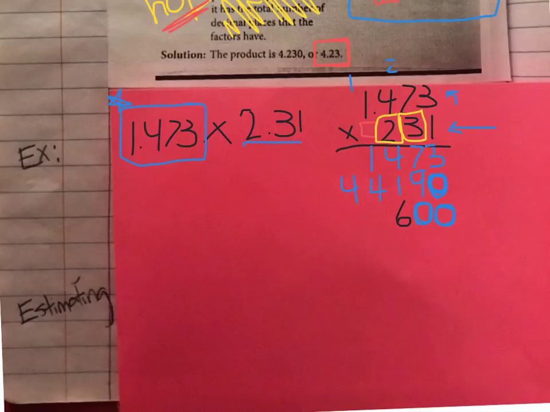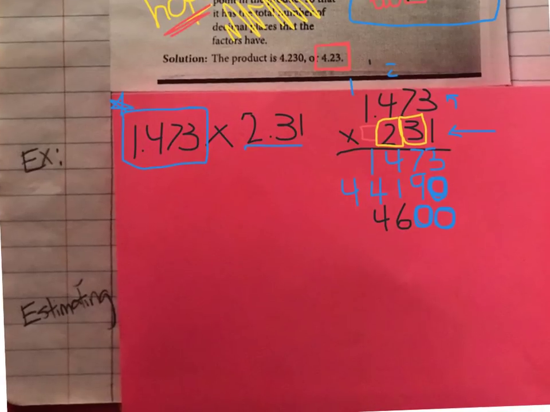Then 2 times 7 is 14. Carry my 1. 2 times 4 is 8, plus my 1 is 9. And then 2 times 1 just leaves me with a 2 right here.